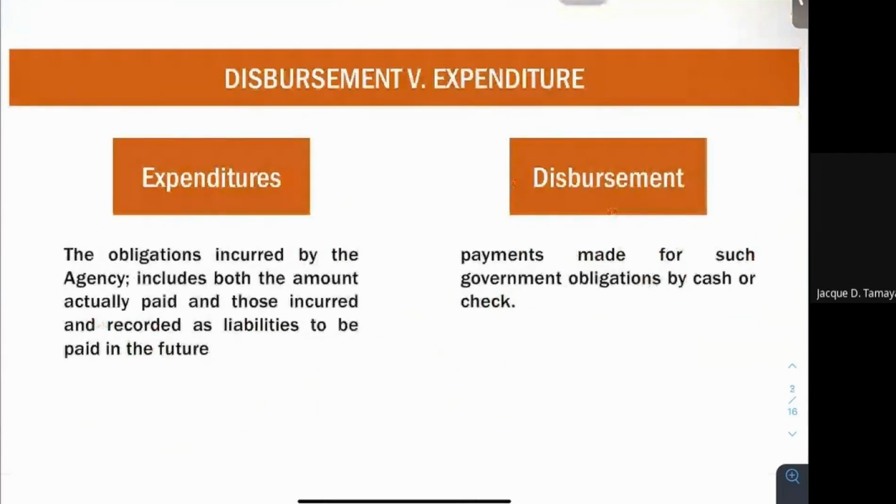Now, let's look into the concept of your disbursement and your expenditure. What is the difference between disbursement and expenditure? An expenditure is an obligation incurred by the agency. It includes both the amount actually paid and those recorded as liabilities to be paid in the future. Therefore, expenditures can either be paid in cash or on open account, while disbursements are payments. Any payment need not be an actual expenditure as long as there is a payment. I hope we're clear with that, and I hope you already know that difference ever since you started accountancy. Expenditures or expenses are different from your disbursement, especially now because this is one of the four systems of your GAM.